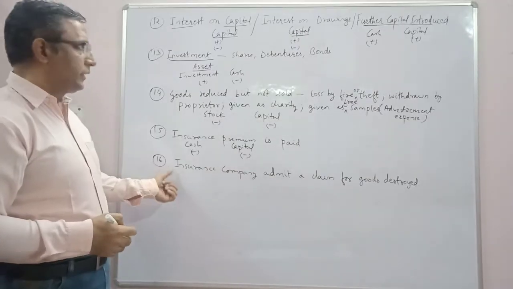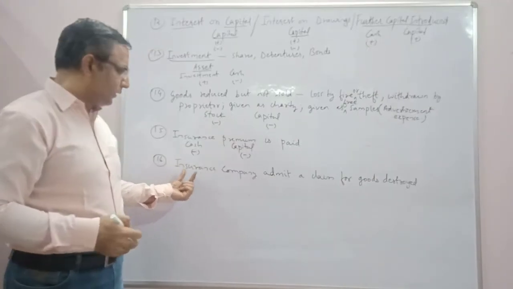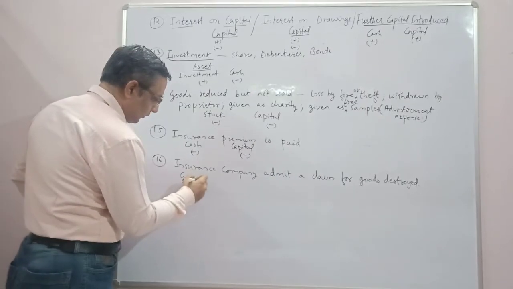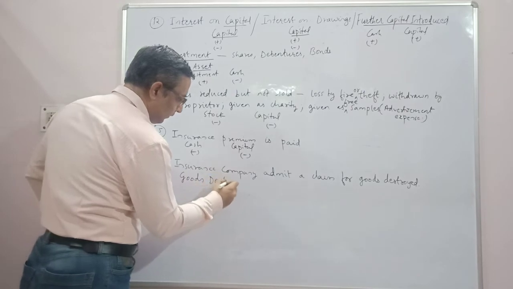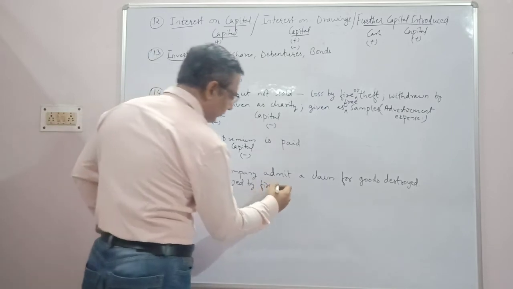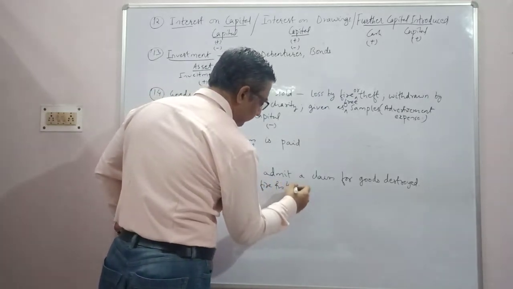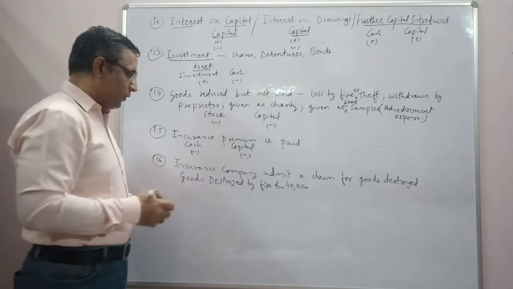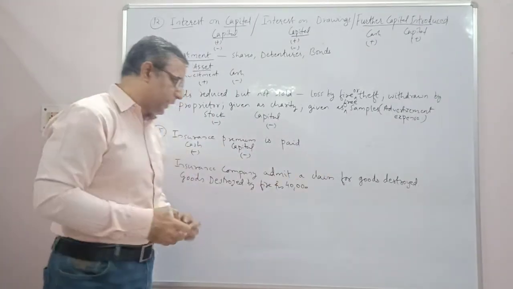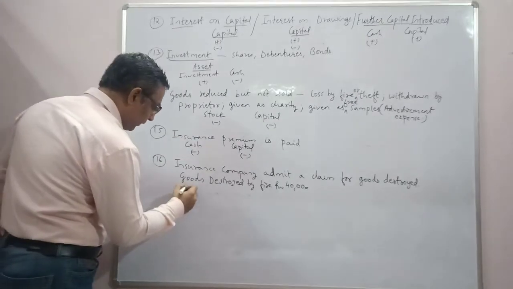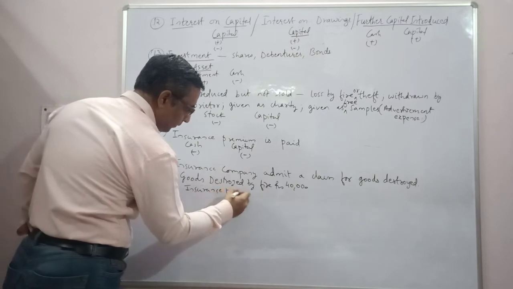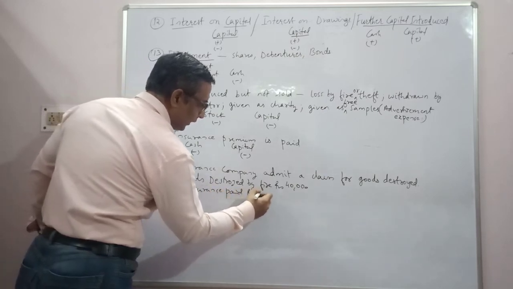Now we will take the last transaction. Suppose goods are destroyed by fire, rupees 40,000. And we have an insurance, we have paid the premium on this, and the insurance company admitted a claim and paid rupees 30,000.